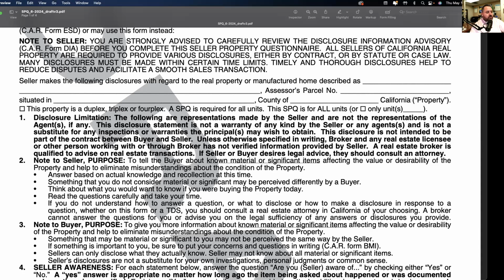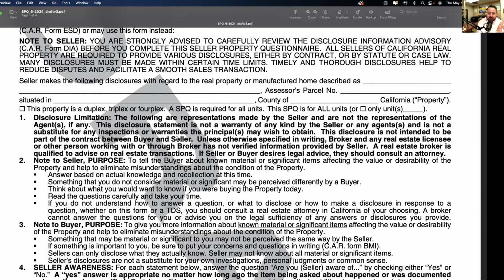Okay. Note to seller, the purpose. Here's the purpose of this: to tell the buyer about known material or significant items affecting the value or desirability of the property and help to eliminate misunderstandings about the condition of the property. Perfect. Answer based on actual knowledge and recollection at this time. Something that you do not consider material or significant may be perceived differently by buyer. So it's part of when we start talking about doing these disclosures with our sellers, the idea is that we've got to guide them through this.